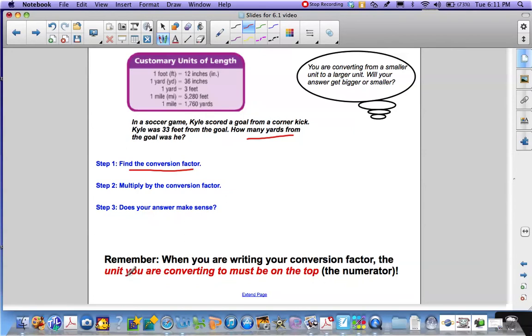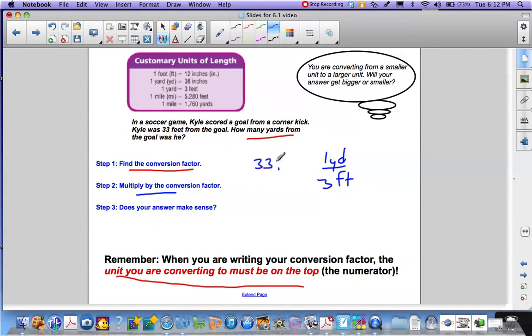And right down here, this is key. When you're writing your conversion factor, the unit you are converting to must be on top. So I'm converting to yards. Okay, I'm converting from feet to yards. Yards has to be on top. 1 yard is equal to 3 feet. This is my conversion factor. Now I'm going to multiply by that.